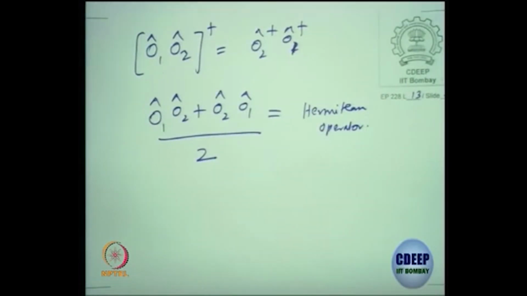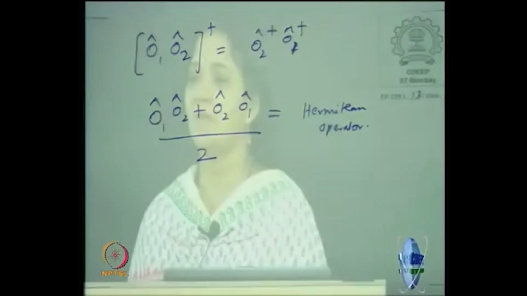This is what you have to keep in mind whenever you are asked to find the expectation value of a product of two operators. You need to make sure whether those two operators are commuting or those two operators are not commuting. This is what you have to remember.